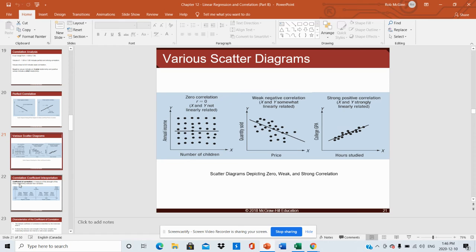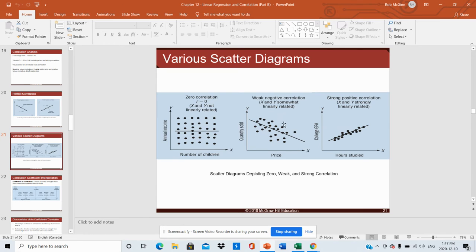So here we've got three diagrams of varying strengths. The first one is an r of 0, which means there's no correlation between the data. You can see here number of children versus annual income. In our scatter diagram, we're going to see our points are all over the place. And when we put in our trend line, it doesn't really show a relationship, and the points are really, really far from it. So in this case, no correlation; our correlation coefficient is 0.